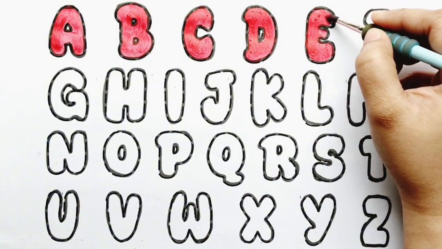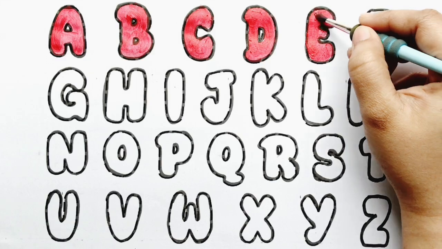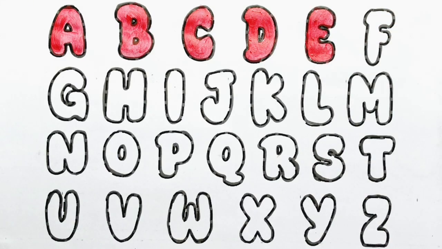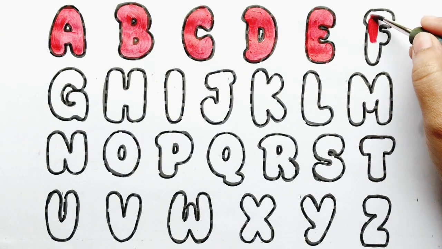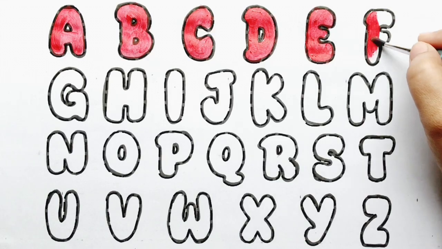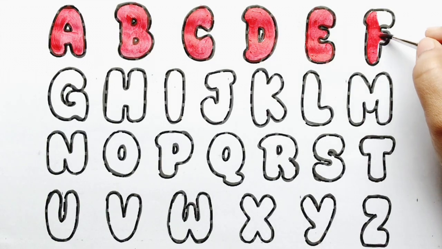Amazing art. 1, 2, 3, let's go. A, B, C, count the rhythm and 1, 2, 3, we're singing all together. F for frog. Count the rhythm and 1, 2, 3, we're singing all together.